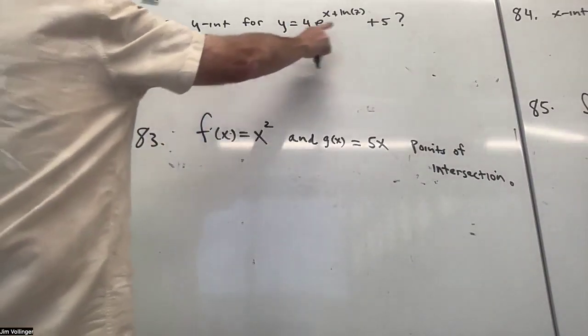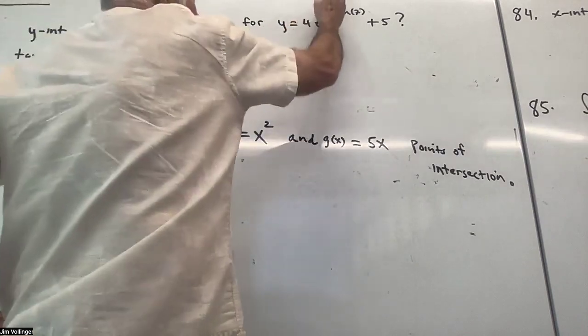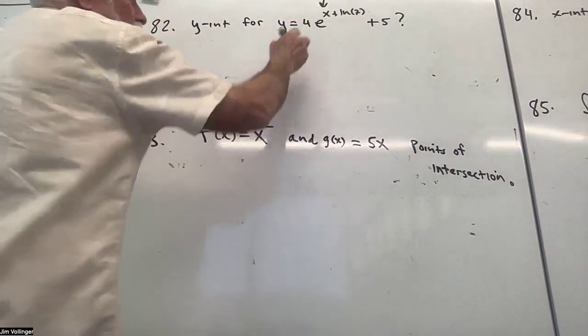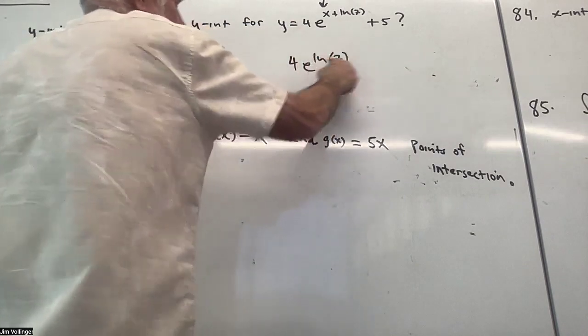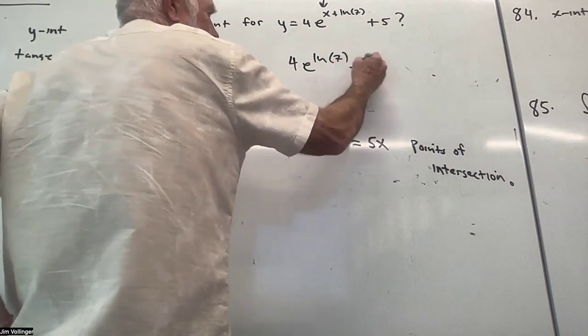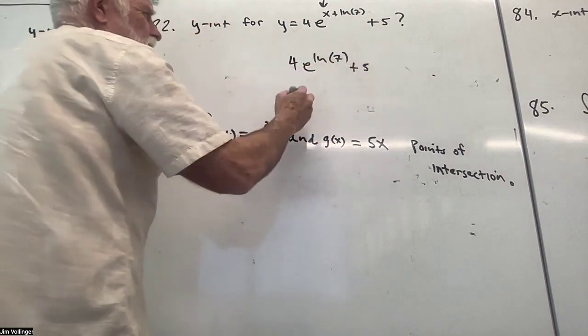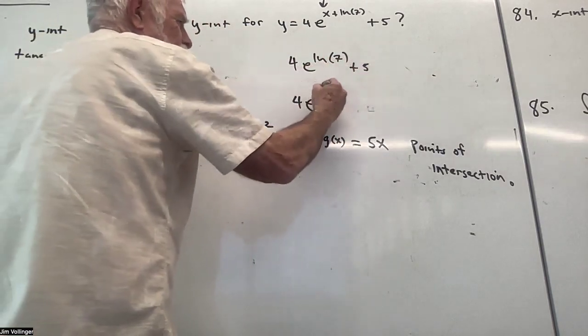The y-intercept for this function. Well, that means I've got to plug 0 in, right? Then we're looking at 4 times e to the ln of 7. I don't think you know the ln of 7, but I do think you know the ln of 2. You should have memorized that.